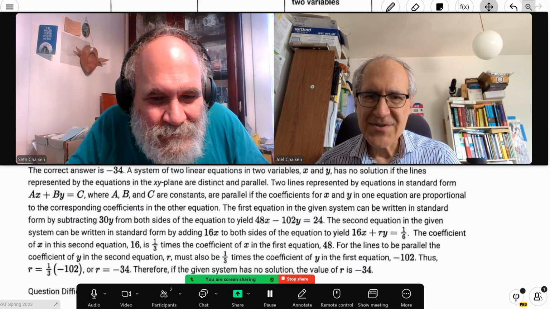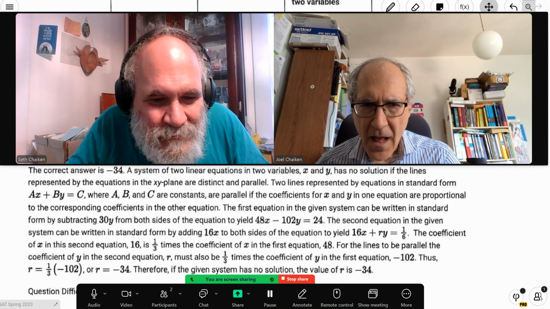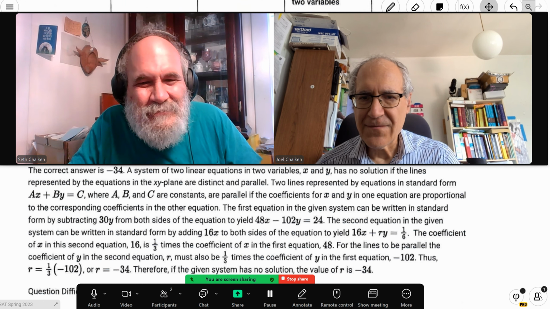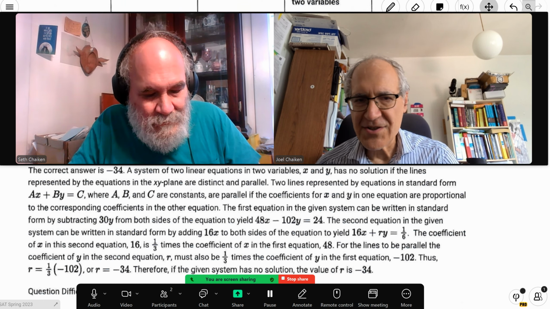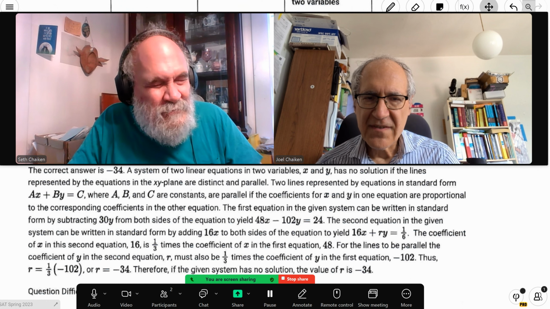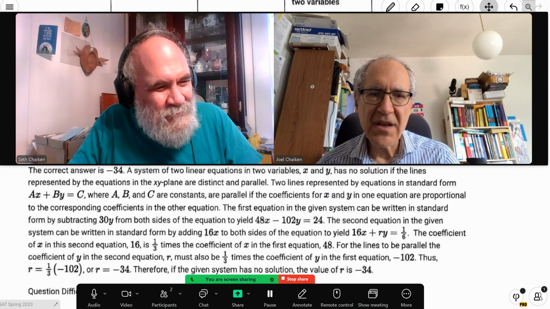Oh, yeah, this is what you said, Seth. If x and y in one equation are proportional to the corresponding coefficients in the other. If the first equation is given in standard form, that's what we did. The second equation is done the same way. Yeah. Okay. So the coefficient is 3.